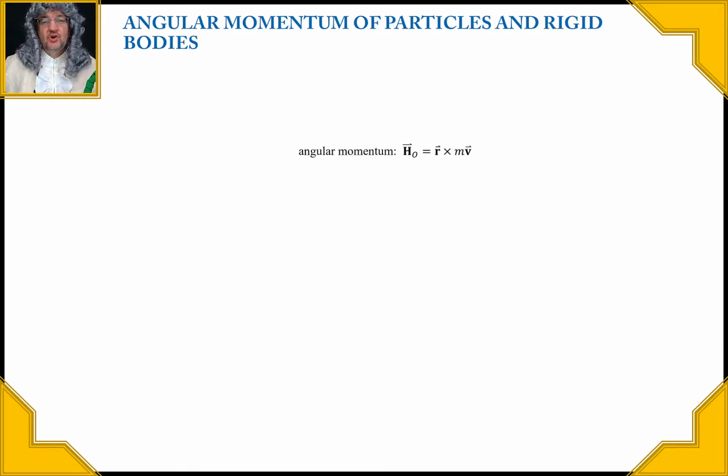Now, an angular momentum could be defined by a position crossed with the linear momentum. That's one way we could define angular momentum. We can also say the angular momentum about the center of gravity is going to be the mass moment of inertia times the angular velocity. So you could define it in either way.